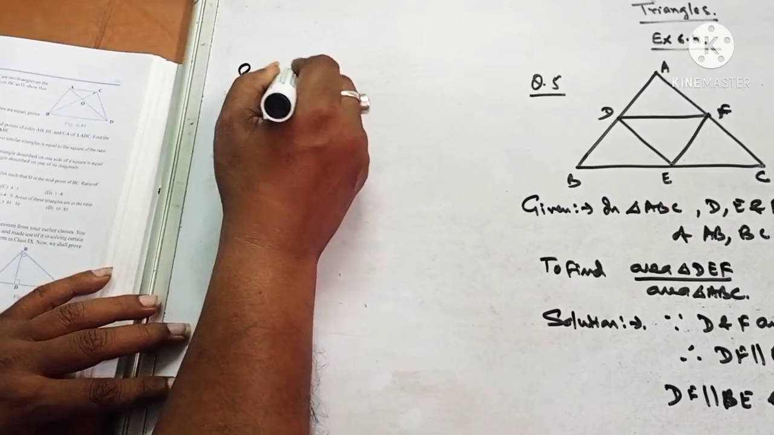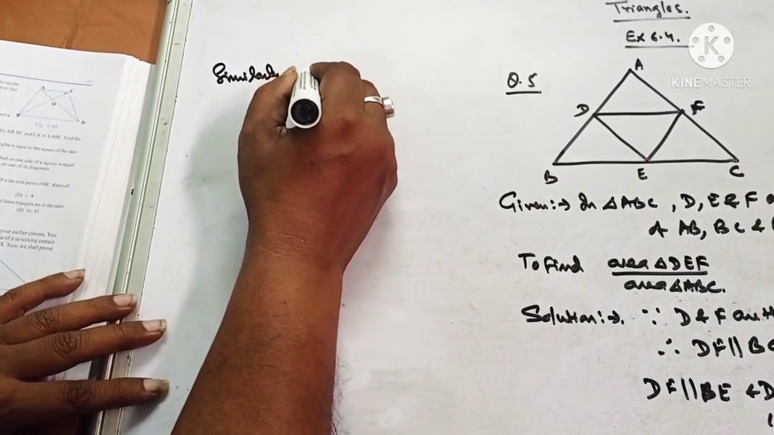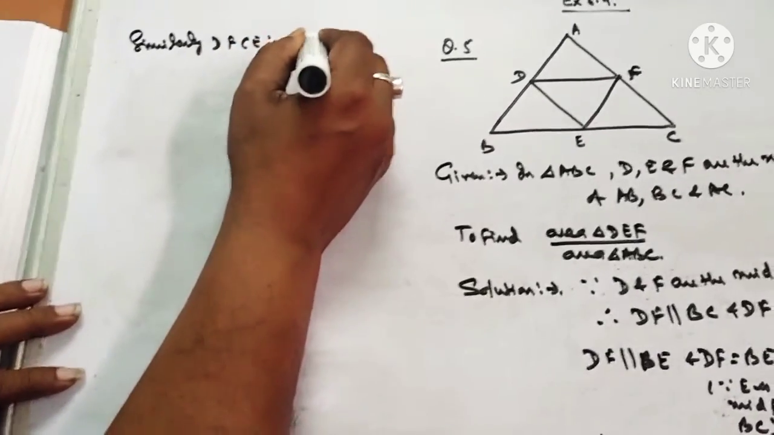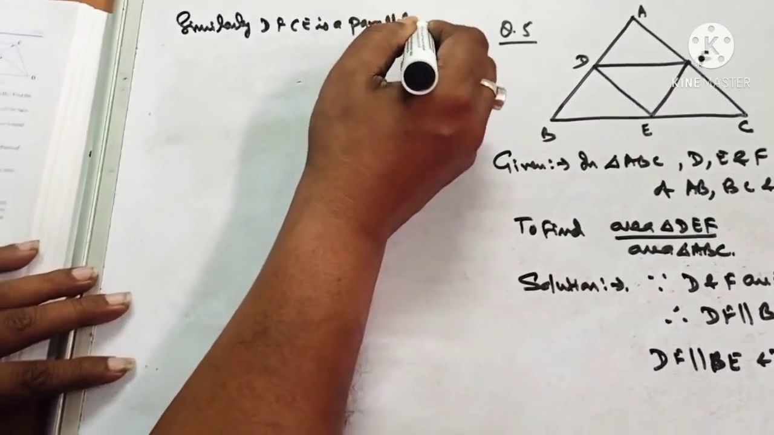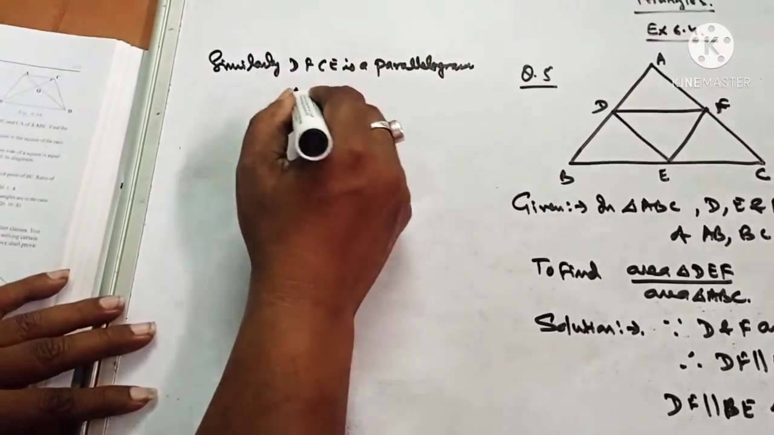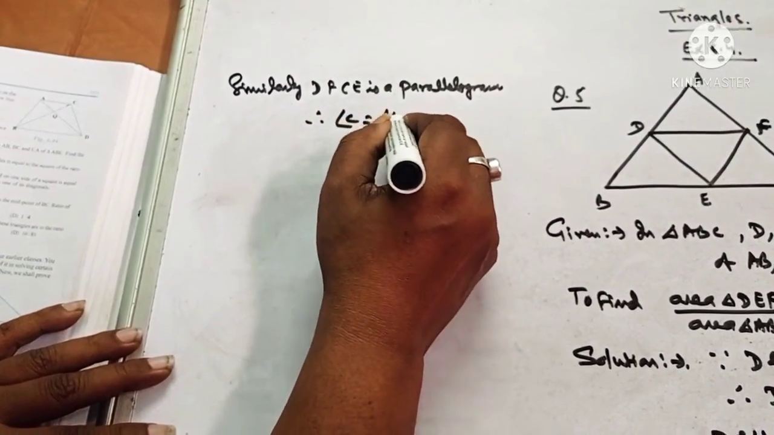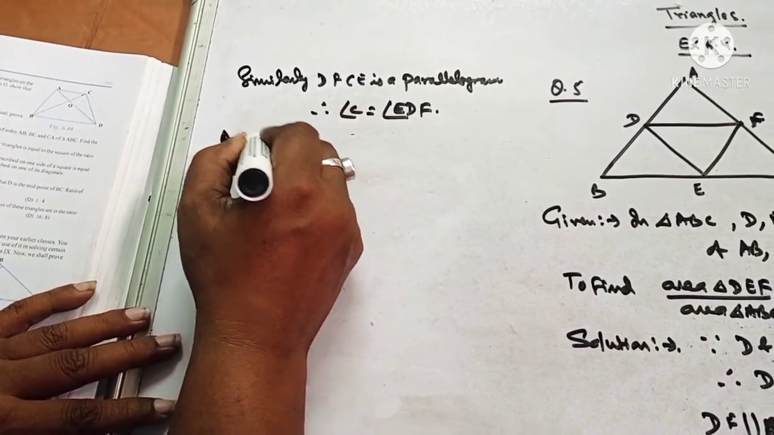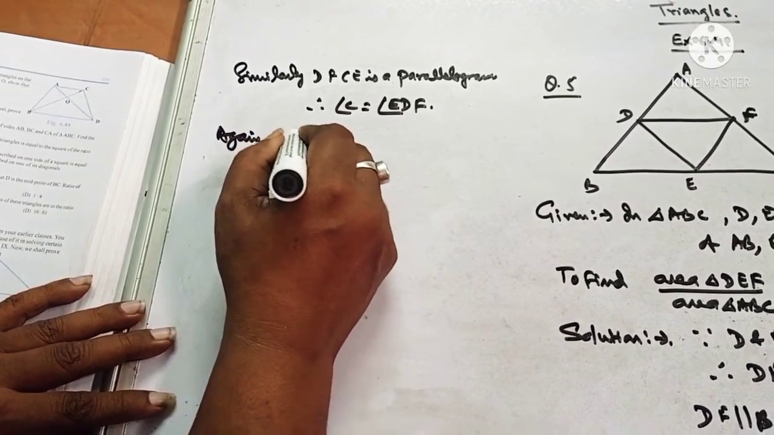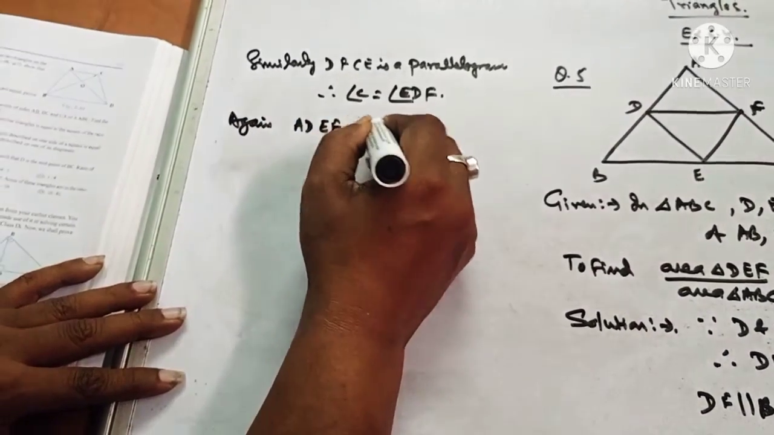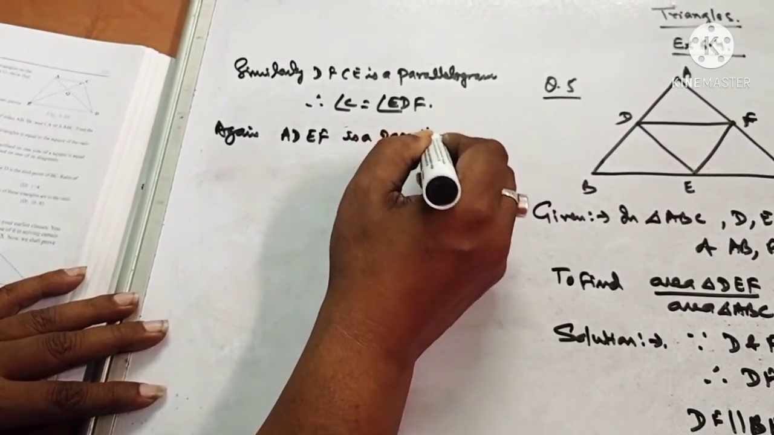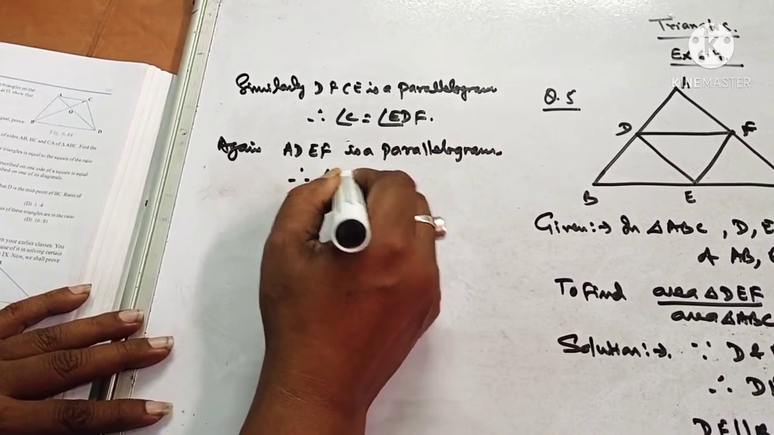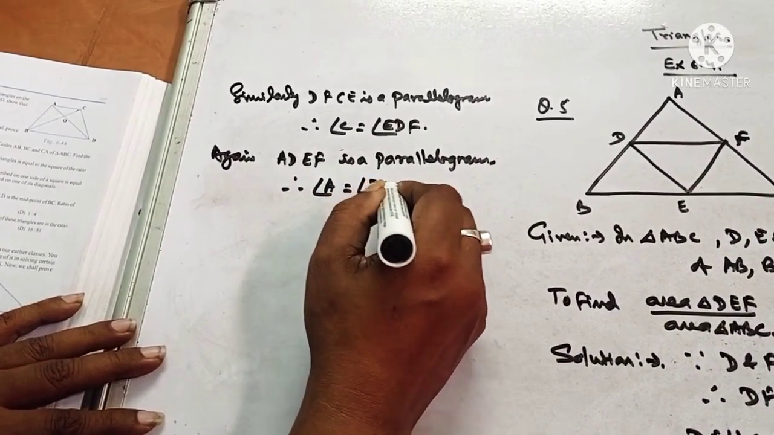Similarly, DF CE is a parallelogram. Therefore angle C is equal to angle EDF. Again, ADEF is a parallelogram, therefore angle A is equal to angle DEF.